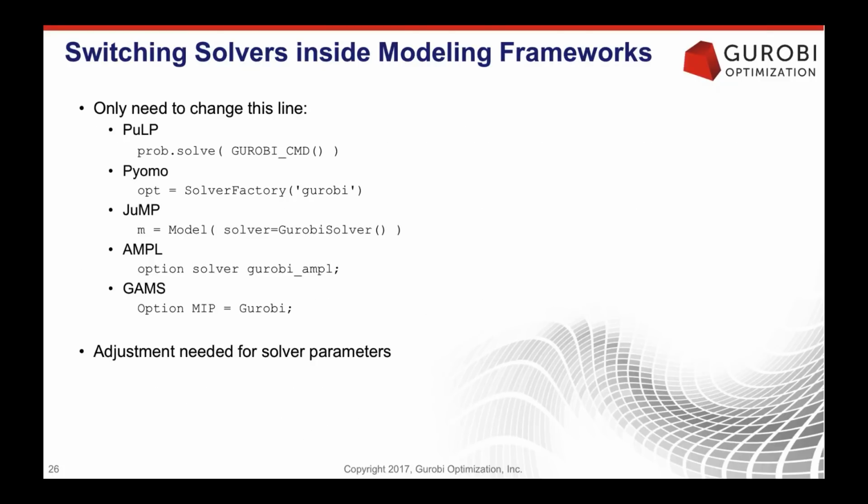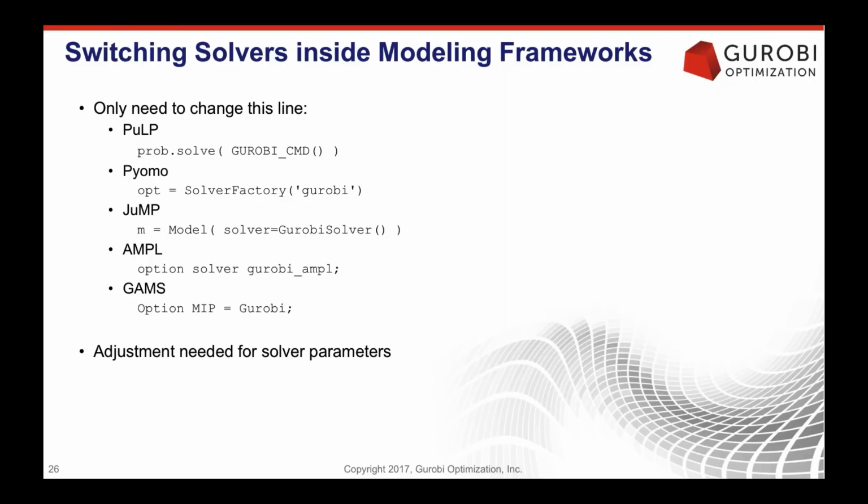So now you have seen our Python API, but I said I'm going to tell you how to switch from different solvers to Gurobi. And here are some examples of how to switch inside one of the modeling frameworks that I have mentioned before. For them, it is very easy. You normally just have to change this one line, the line where the solver is called. So for PuLP, this is when you call the solve command, you say which solver you want to use.